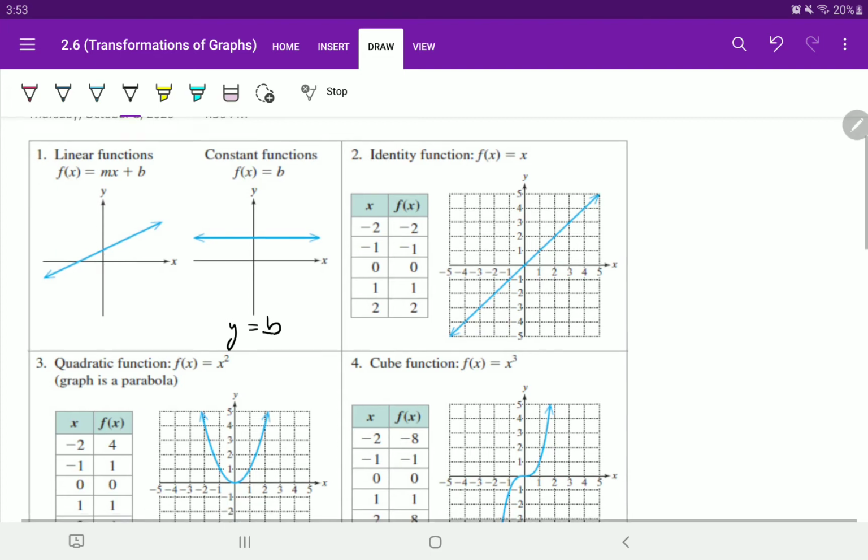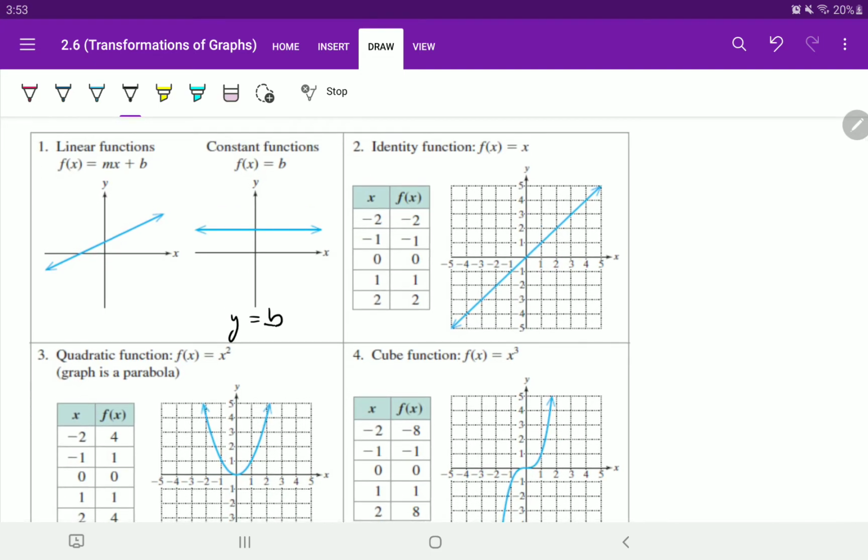We have an identity function, and the identity function is y equals x. Y equals x. If x is 1, y is 1. If x is 2, y is 2. It's a perfect linear function going through the origin.